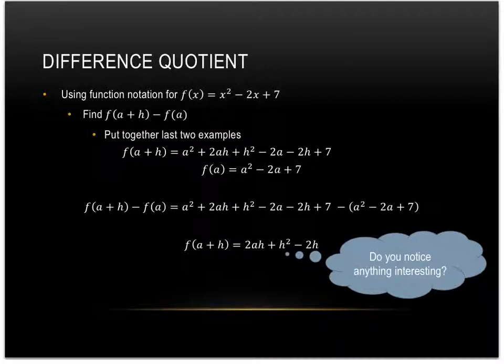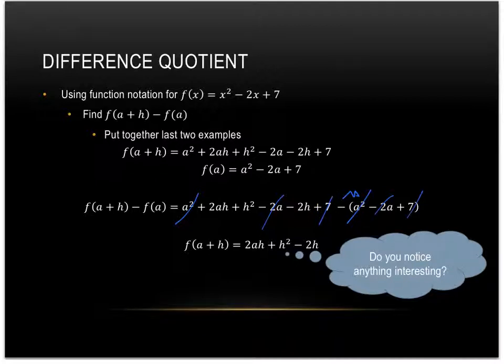I could put together the last two examples, meaning I could find f of A plus H minus f of A. So in my f of A plus H, I collected common terms and canceled things to make it look better. And then, of course, I have my f of A. If I subtract these two and cancel what's going to cancel, notice the A squared, and we're going to distribute that. So that's going to cancel. The 2A's cancel, the 7's cancel.